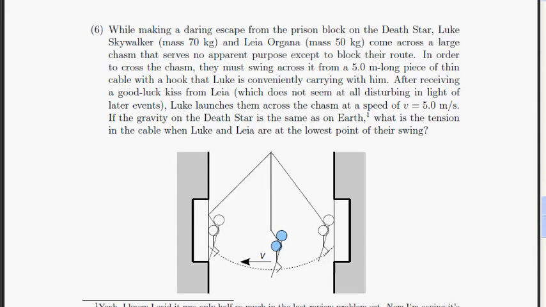Okay, our sixth problem is Luke Skywalker and Princess Leia Organa escaping from the Death Star. They have to swing across this pit using this cable that Luke was carrying, all while stormtroopers are shooting at them, and they make it across. They go at a speed of 5 meters per second. They swing from this cable, which is 5 meters long. What is the tension in the cable when they're at the lowest point of their swing?